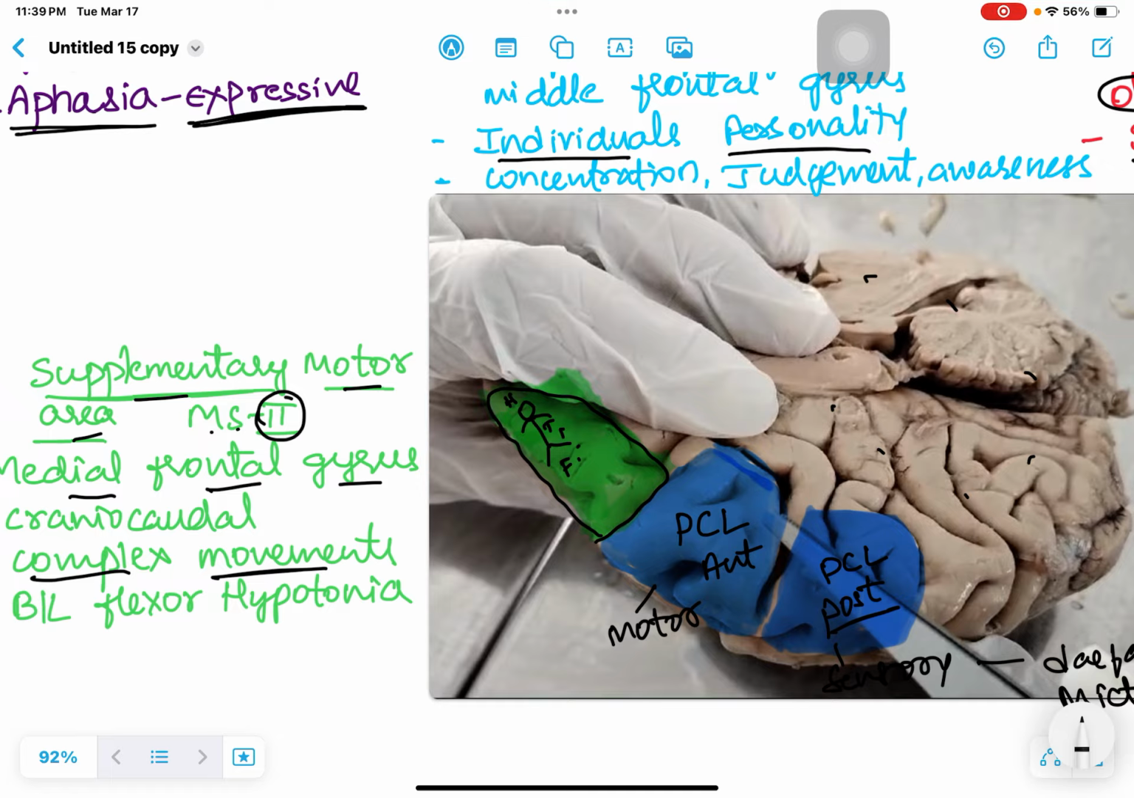So when damage to this area occurs, it leads to flexor hypotonia. In the complex movements or postures, there should be good tone of the muscle, but the tone is lost. So this is called flexor hypotonia. It is bilateral, of course. So that is the supplementary motor area.